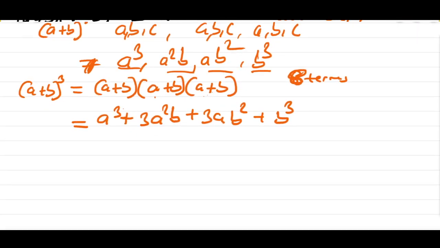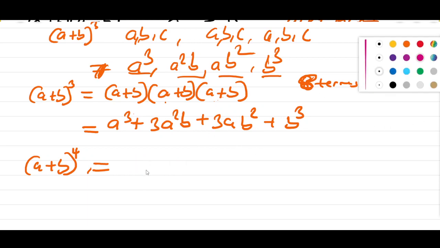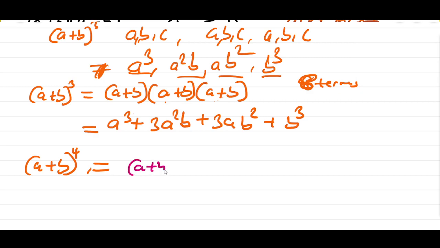Let's say if you work out a plus b to the 4th power, this will give you a plus b multiplying a plus b, and they will multiply a plus b and then a plus b as well.